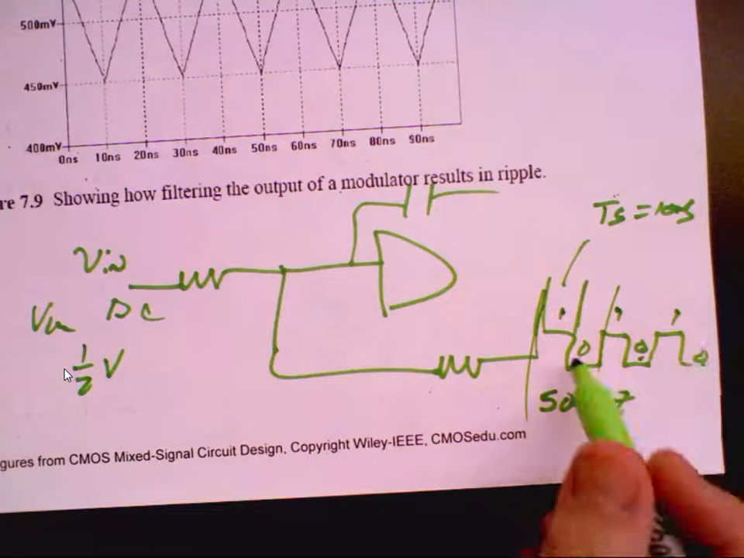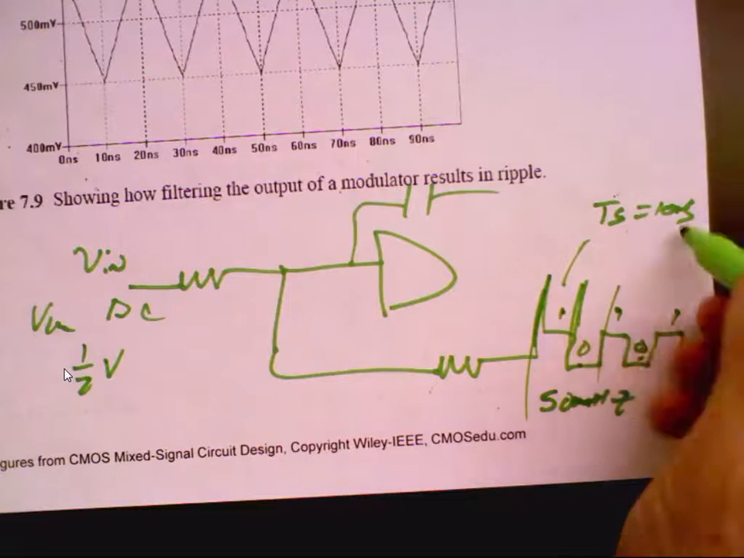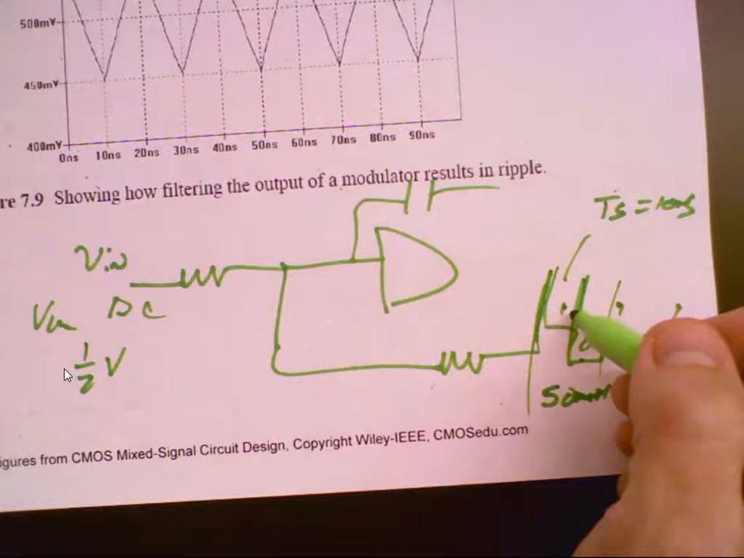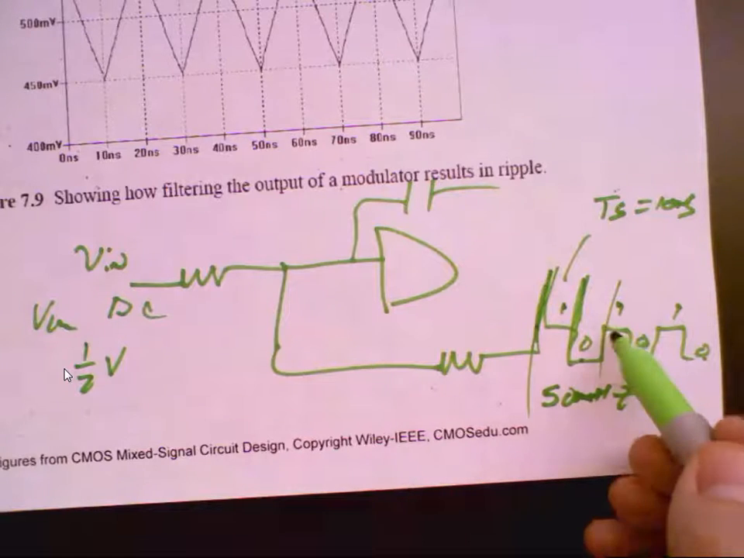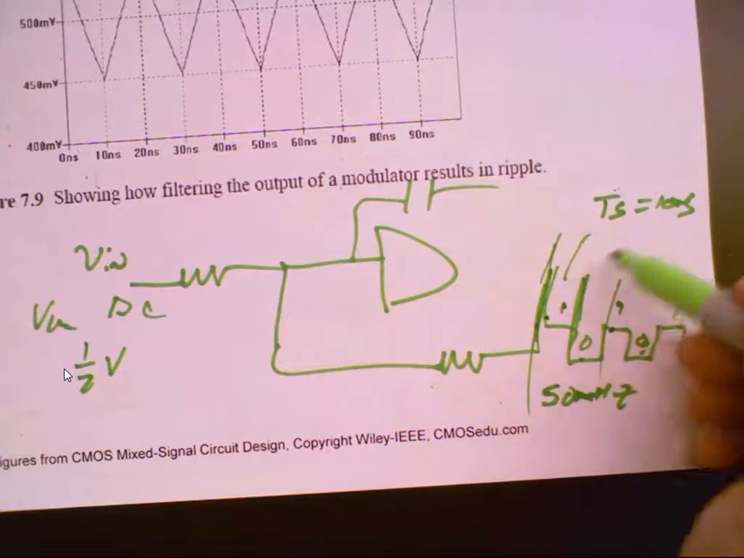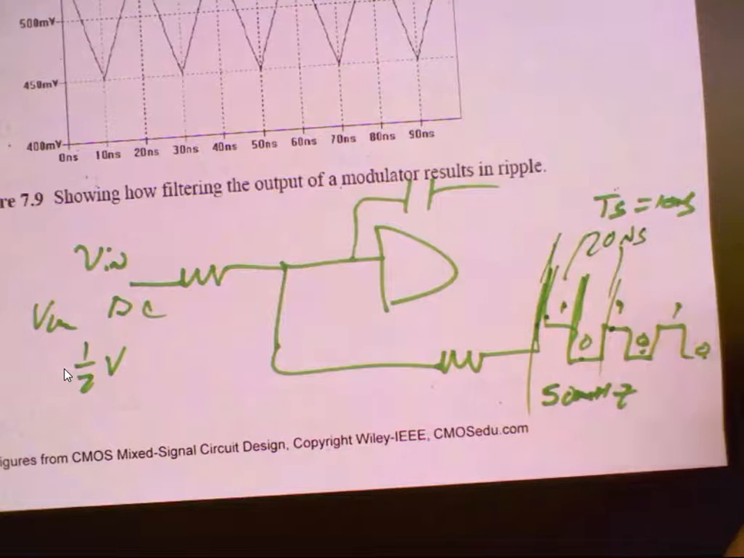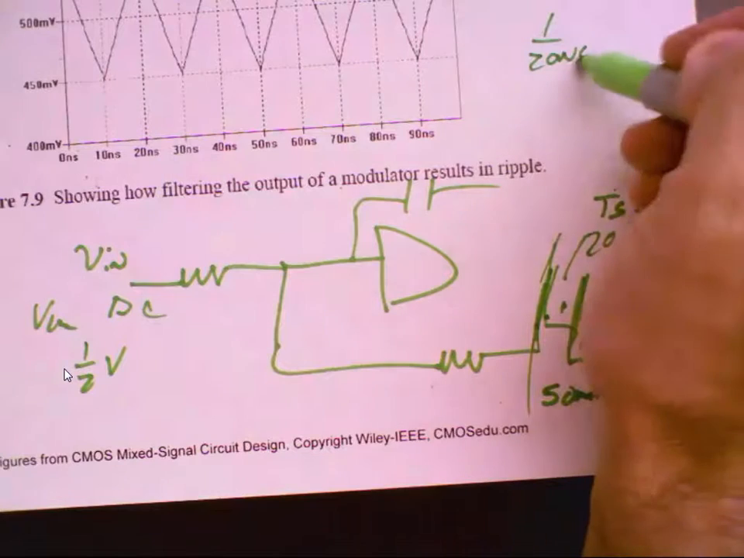So you understand that if I put in 1/2 volt here, the output is going to be 1 0 1 0 because it's going to average to 1/2 volt, correct? Now if my clock period is 10 nanoseconds, the width of that pulse is 10 nanoseconds. So the period here is 20 nanoseconds, and the frequency that corresponds to is 1 over 20 nanoseconds, or 50 megahertz.